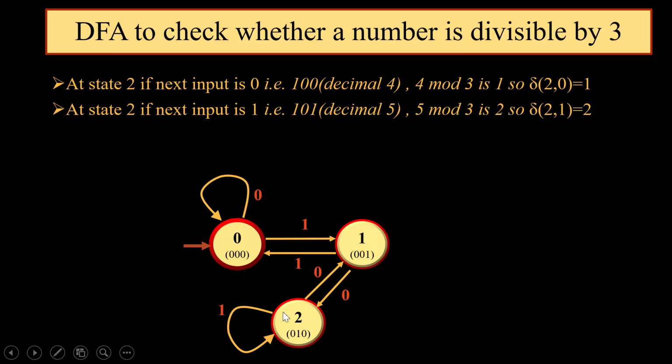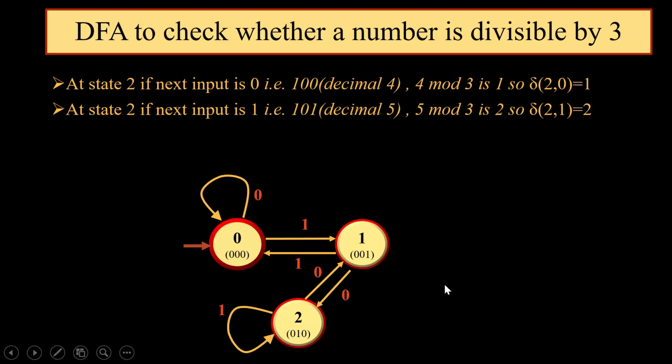Next, we move to the third state, that is state number 2. The binary equivalent of state number 2 is 10. So, we are at 10. We get 0, which is equivalent to 4. 4 mod 3 is 1. So, we have delta transition of state number 2 and input 0 is 1. And the last one will be 1 if we are at state number 2. So, 101 is 5. 5 mod 3 is 2. So, we have a self loop of 1 on state number 2.